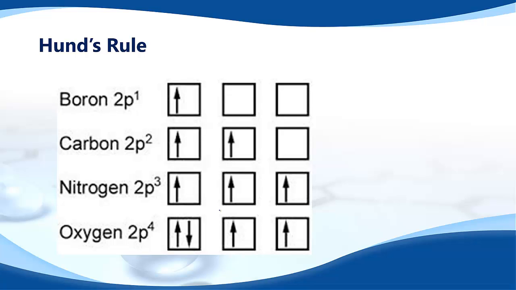And notice for our oxygen that when we paired these electrons, these two arrows are spinning in opposite directions. The arrows are pointing opposite ways.